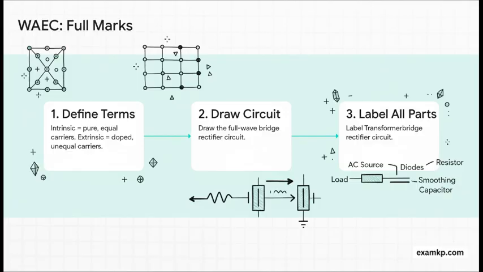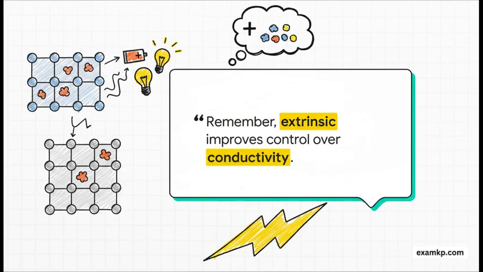You must draw the AC source, a transformer, the 4 diodes arranged in a bridge, the load resistor, and, this is the secret for smoothing, a capacitor connected in parallel with the resistor. Label every single component clearly.